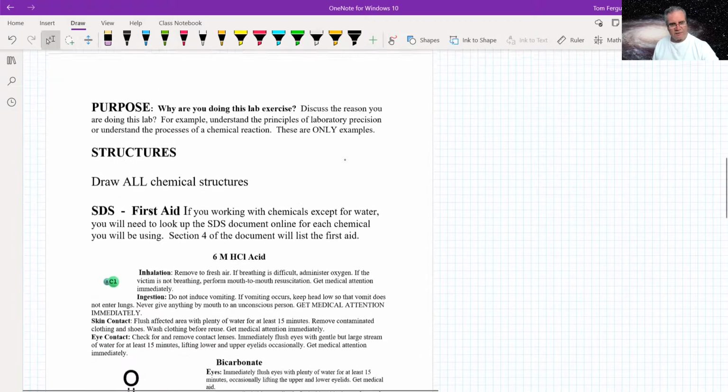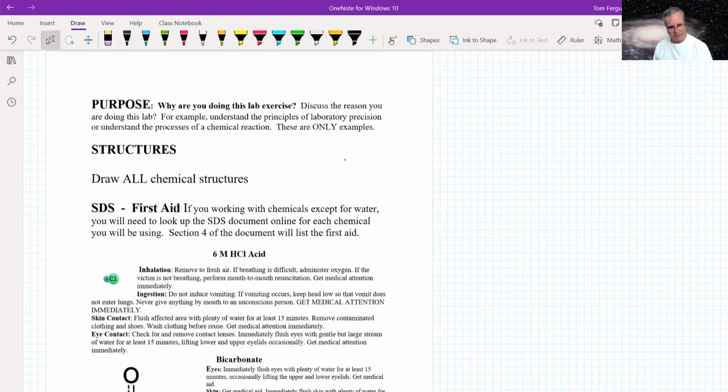Okay, so each lab is going to have a purpose. Like, why are we doing this exercise? You want to discuss the reason why we're doing the lab. For example, understand the principles of laboratory precision, or understand the processes of chemical reactions, and these are only examples. But whatever, you'll get an introduction to the lab, and then based on that introduction, you'll come up with a purpose.